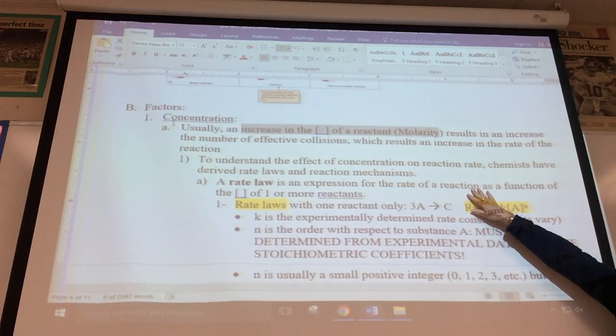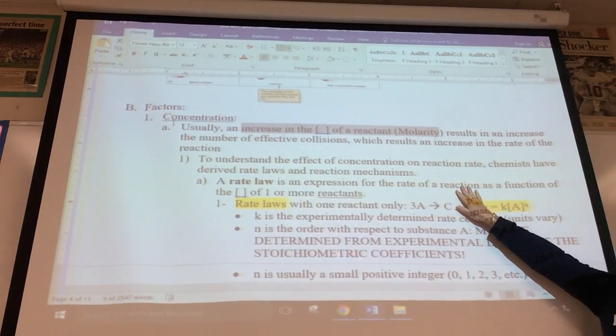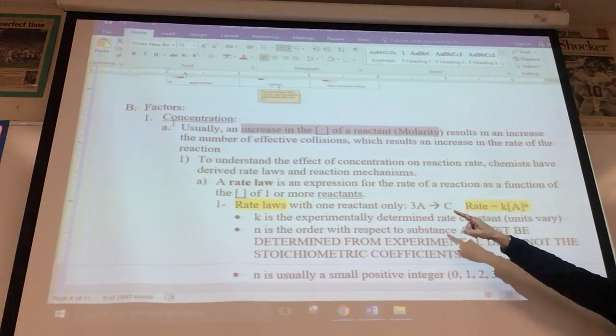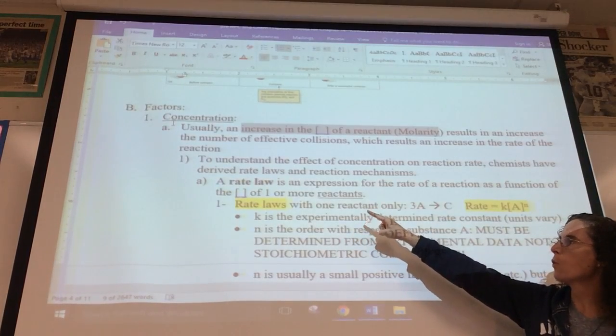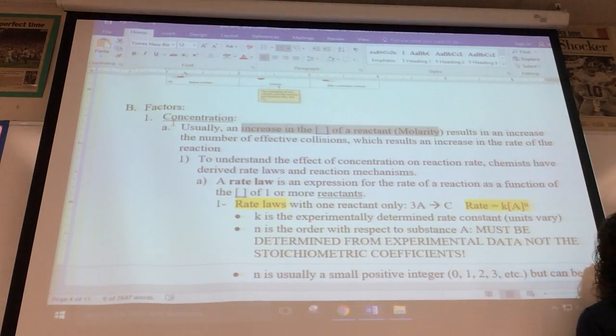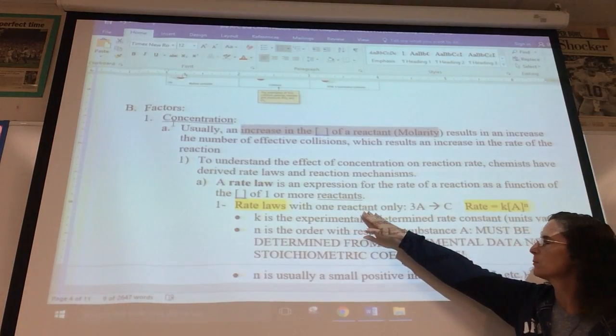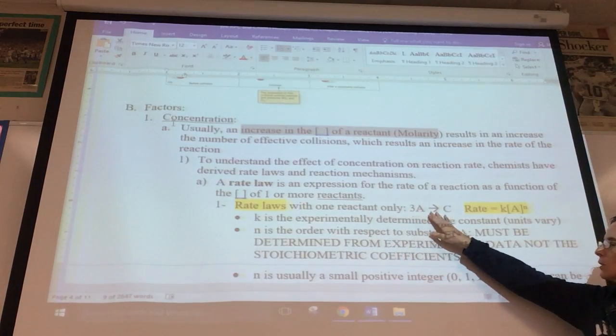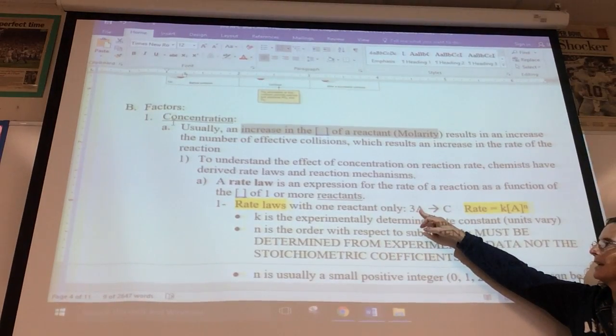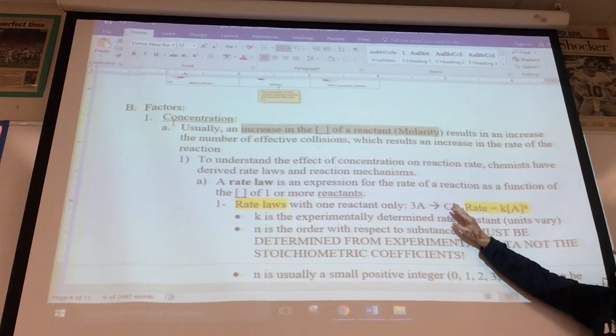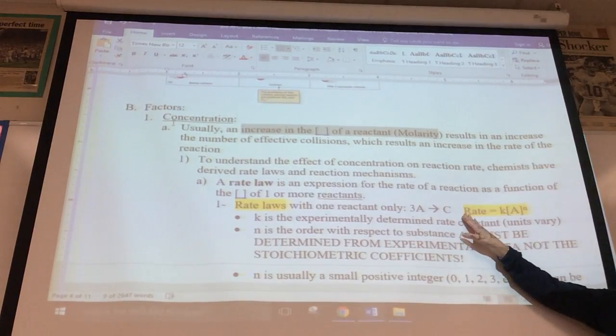A rate law is an expression for reaction rate. It's a function of the concentration of one or more reactants. One or more reactants. So you don't have products in rate laws. Only concentrations of one or more reactants. A rate law for an equation that has one reactant only, for example, reactant A forming reactant C, highlighted in yellow here, is a rate law.